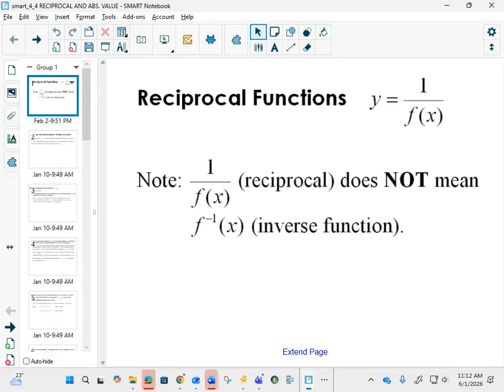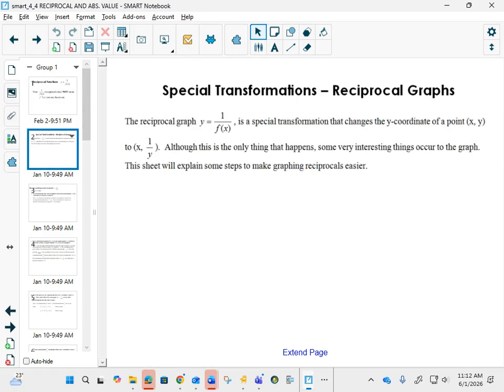Now, if f of x was your original graph, f of x are the y values on your original graph. When you're doing the reciprocal, it's a rather simple idea. The only thing that happens is you change your previous y values to 1 over y. If I wanted to stop teaching here, I could just say, okay, now go play with that and see what happens.